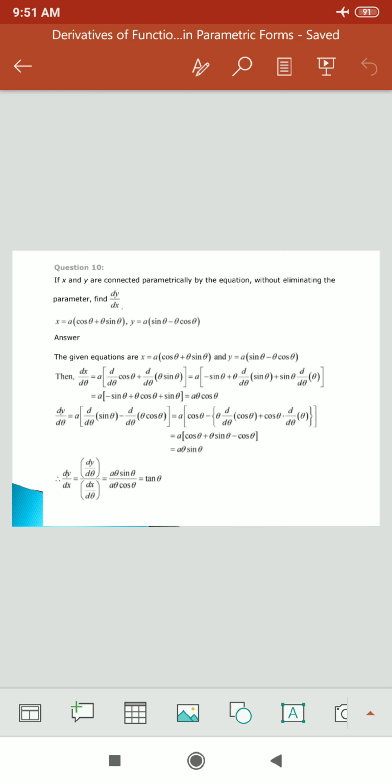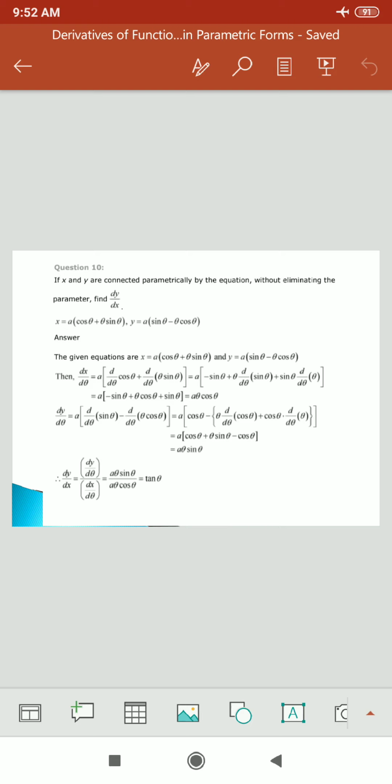Product rule will be applied, okay. Here we use the product rule, that means theta as it is, sin theta's derivative is minus cos theta, plus sin theta as it is, theta's derivative is 1. Which is equal to a times minus sin theta plus theta minus theta cos theta plus sin theta, which is equal to a theta cos theta.